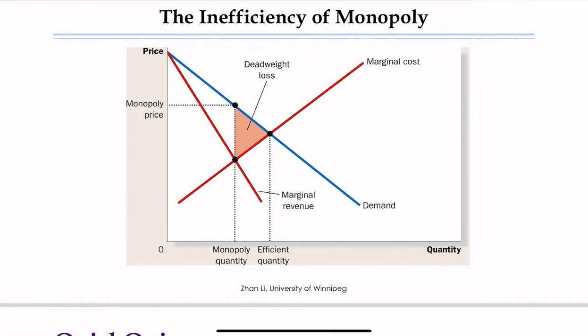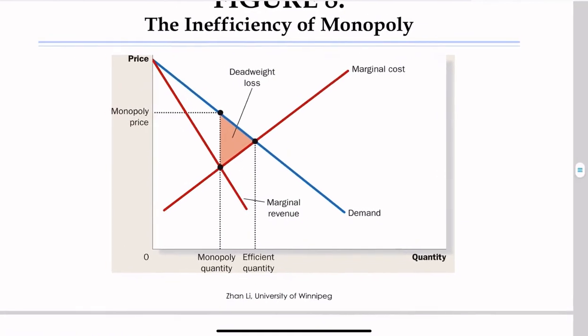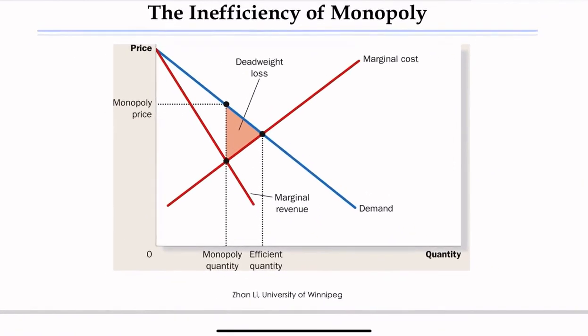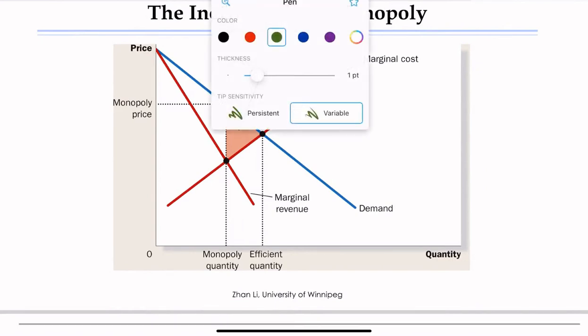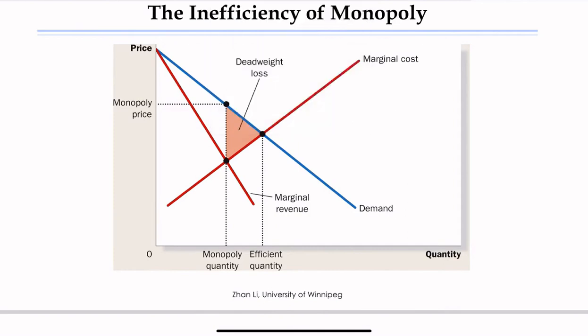Well, you can see that this picture gives you the answer here. The inefficiency is given by this sort of pink triangle, right? This is the deadweight loss. Now, how do you get this result? Well, we can actually repeat the same process we have done from previous chapters. So let me show you how to find out.